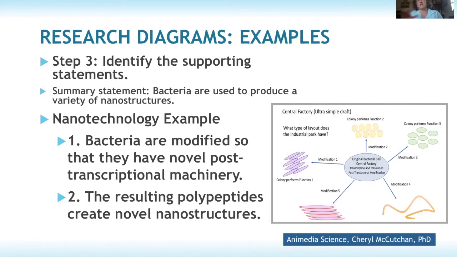And so after talking to him, I needed to make sure that these steps were included. So my summary statements are, bacteria are modified so that they have novel post-transcriptional machinery, and the resulting polypeptides create novel nanostructures. And I could even have a third there that says that those nanostructures are used for different applications. And we'll get to that at the end, because I'll have the final diagram that I created at the end of this example.